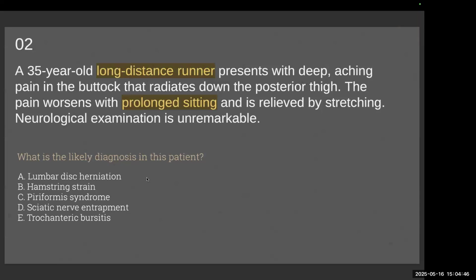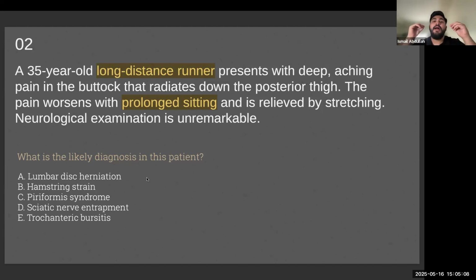Yeah, I think since he's an athlete, he has hypertrophy of the piriformis, which is basically compressing the sciatic nerve. So yes, it's piriformis syndrome, but does sciatic nerve entrapment also work? Okay, so first of all, your answer is correct. It's the piriformis syndrome. Now, let me explain to you what actually happens.